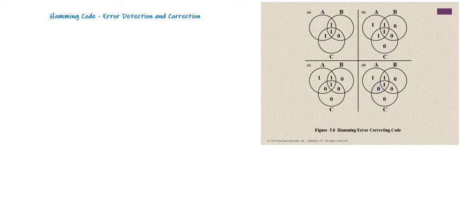Let's assume that you have 4-bit data. Let's assume the 4-bit data you have is 0110. So this is the 4-bit data you have. This is the data bits.